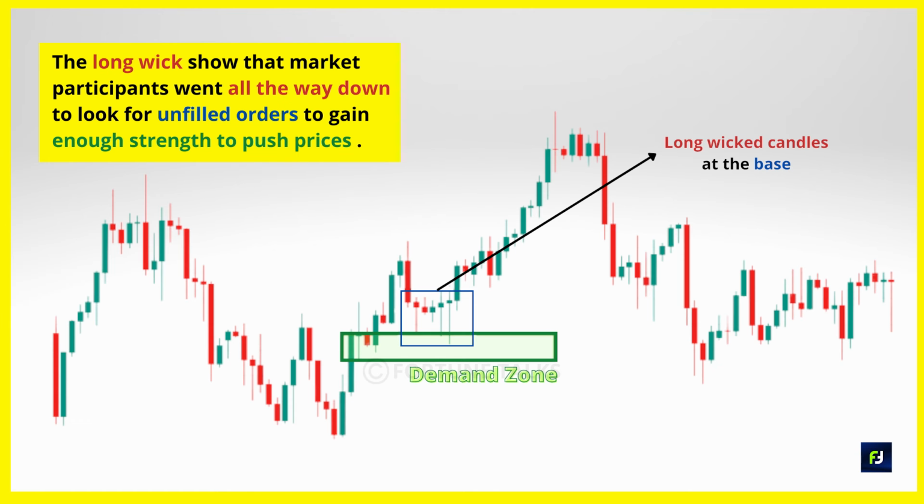Now what will happen if the base has candles with very long tails or wicks? It simply means that the level is a reaction to the previous supply or demand zone. Now these tails show that the market participants went all the way down to look for unfilled orders, and they kept going back and forth until they got enough strength to push the prices higher. So most of the liquidity in that area would have already been absorbed.